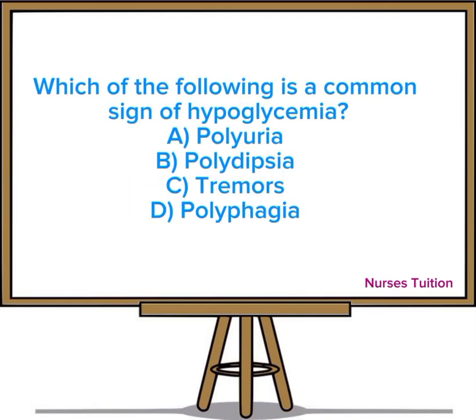Which of the following is a common sign of hypoglycemia? A. Polyuria. B. Polydipsia. C. Tremors. D. Polyphagia.